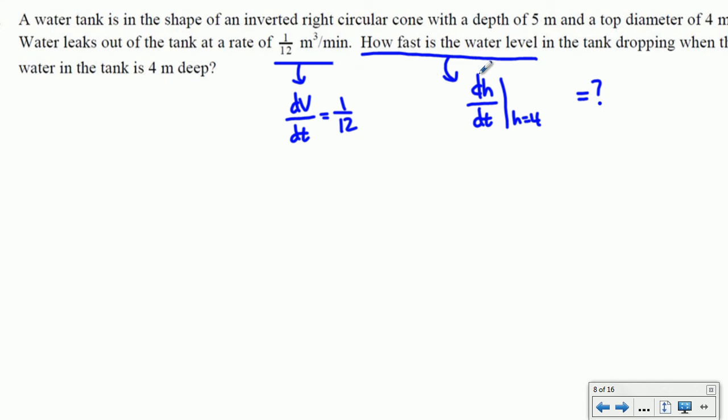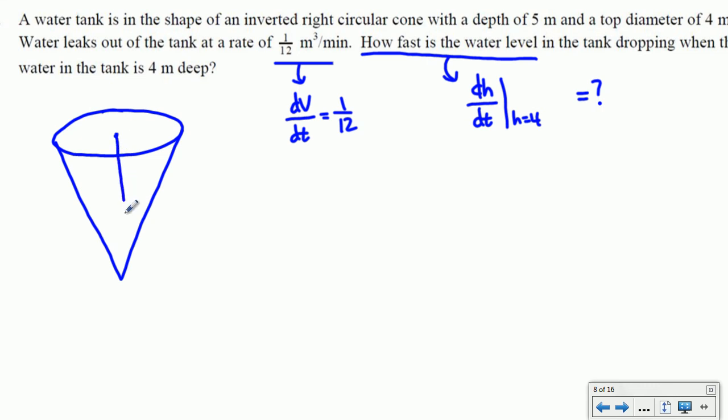Okay, it's an inverted right circular cone. The depth is 5. The top diameter is 4, so that means we're dealing with a radius of 2 here. It's a right cone. Volume is pi over 3 r squared times h.